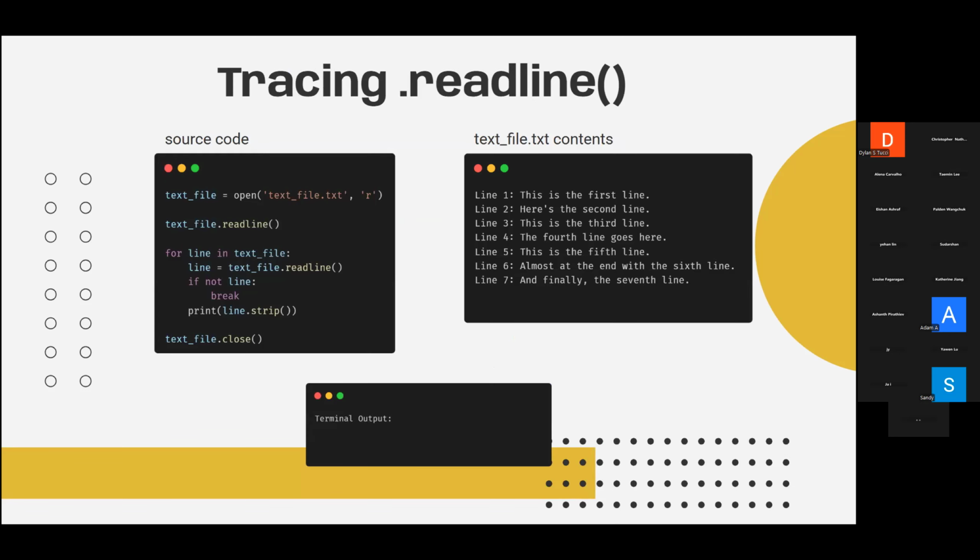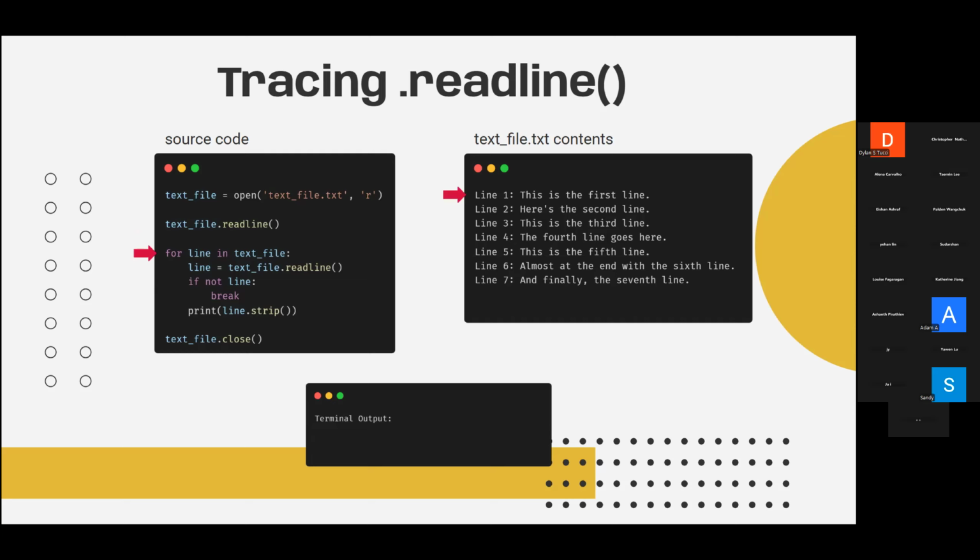Now let's go over an example tracing readline and see what the output of this code will be. First we have a text file, which opens text file.txt, the text file on the right, and we open it using the mode R, which is just reading. So we will not be able to change any of the contents in this file. Next, we do text file dot readline. What this will do is read the first line, and it will return the first line.